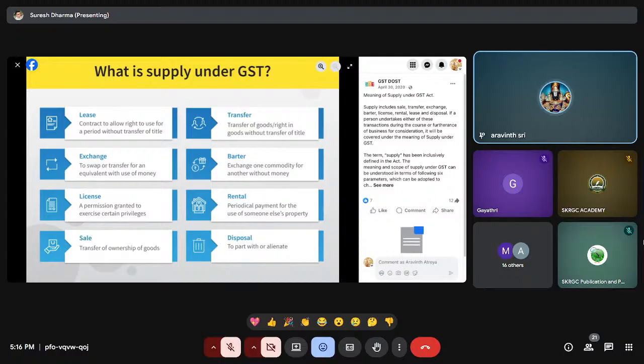Okay, here we see in sales. Then transfer of goods, right? Goods without transfer of the title. Here also, like lease. Okay, barter: exchange of one commodity for another without money. Okay, there is no consideration. Okay, rental: periodical payment for the use of someone else's property. Okay, another, disposal. Like that, we conclude the supplies. What is supply under the GST? Okay, now we are going to see.